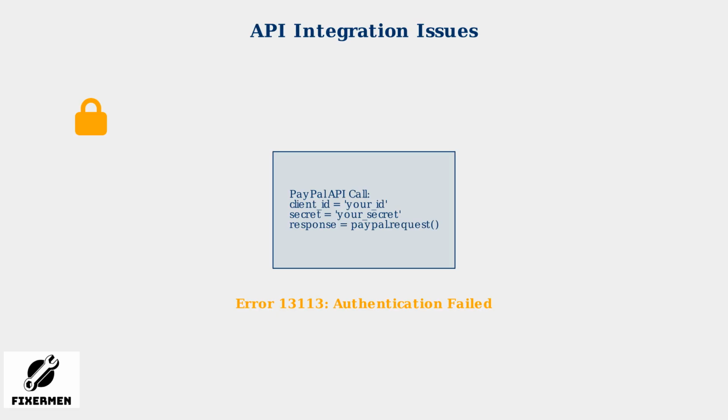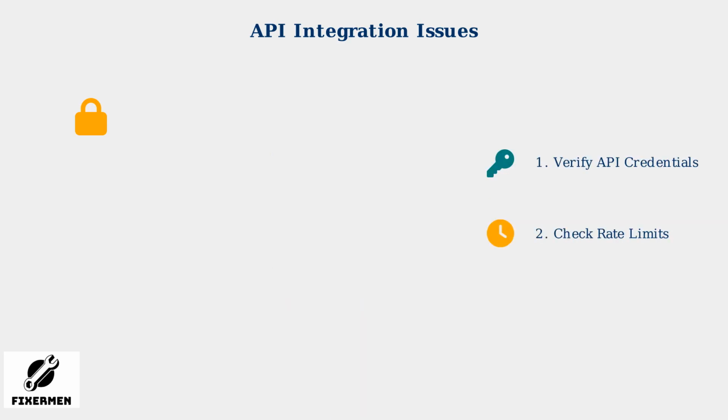When your application tries to connect to PayPal's servers, incorrect keys or too many requests can trigger this authentication failure. Common causes include misconfigured API keys, where your client ID or secret doesn't match PayPal's records, or exceeding rate limits that restrict how many API calls you can make per minute.